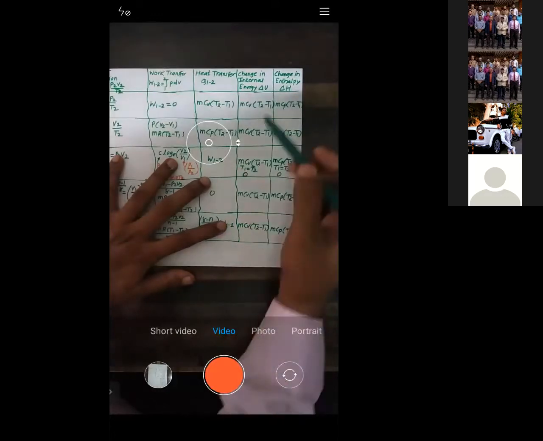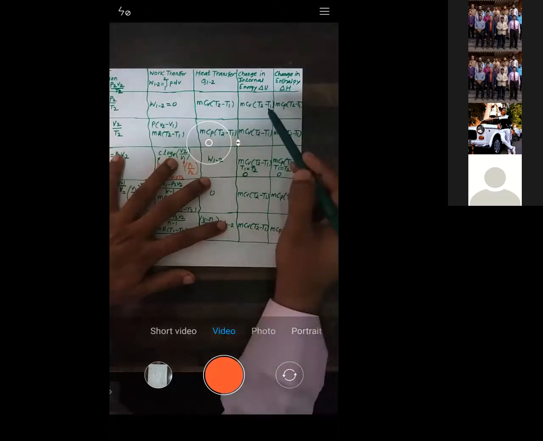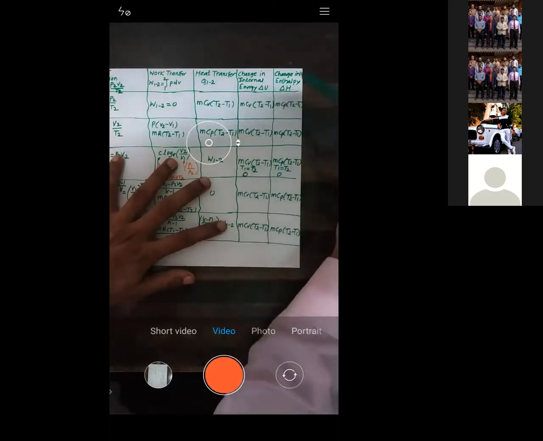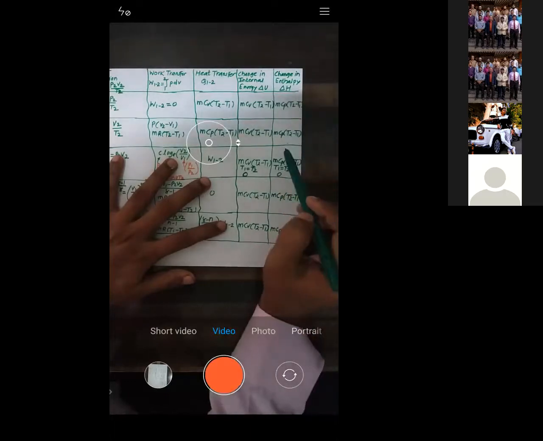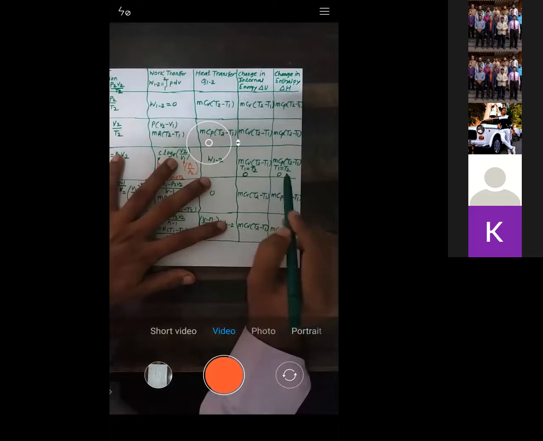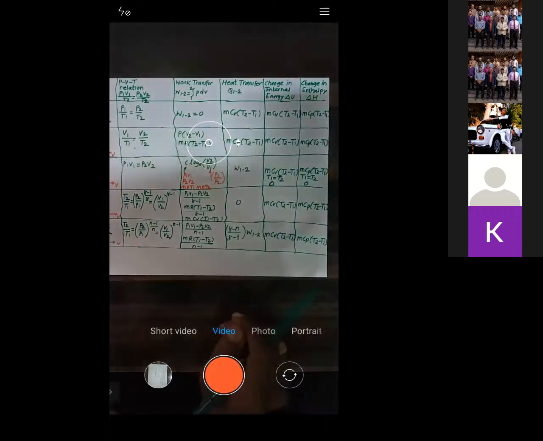Remember, for change in internal energy the formula for all the processes is the same, mCv (T2 minus T1), but only for the isothermal process that value is 0 because T1 is equal to T2. Similarly, the formula for change in enthalpy is the same, mCp (T2 minus T1), but for the isothermal process T1 is equal to T2, so that calculation will be 0. Is it okay, all of you?